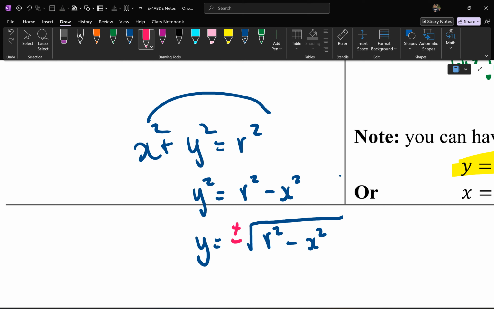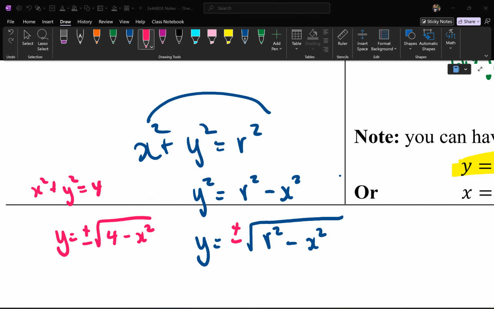Why do you have a plus minus in a function? I'll show you what it looks like. Let's say I gave you x squared plus y squared equals 4. That means a radius of 2 for the circle. Well, then your equation would be plus minus root of 4 take away x squared. That's what it'll look like. Okay? Let's see what it looks like on Desmos.